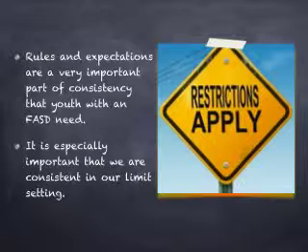Rules and expectations are a very important part of consistency that youth with an FASD need. It is especially important that we are consistent in our limit setting. Adults have to give clear and consistent rules and expectations, have firm enough control, be predictable, and always give clear, consistent boundaries.